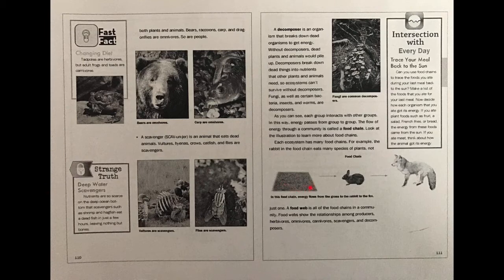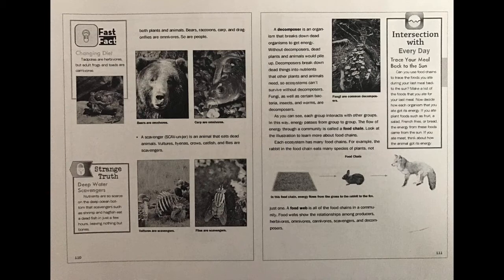So you have the grass. Grass produces its own food. But what eats the grass? The rabbit. And then what eats the rabbit? The fox. Okay, and that's just one example of a food chain. There are so many. There's a lot of animals that eat the rabbit, so you could have other animals branching off of the rabbit even.